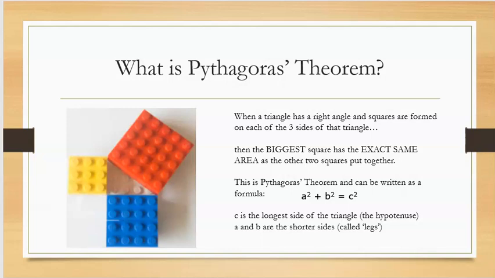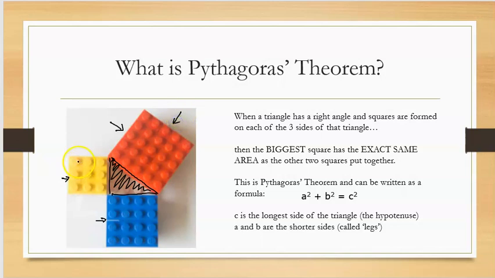So I'm just going to grab a pen. You can see that we've got the right angled triangle. I'm just drawing here in black. Right there, it's the white Lego bit. So there is your right angled triangle there. And it says the biggest square, so that's this one here, has the exact same area as the other two squares put together. So that's this square added to this square would have the same area as this square here.